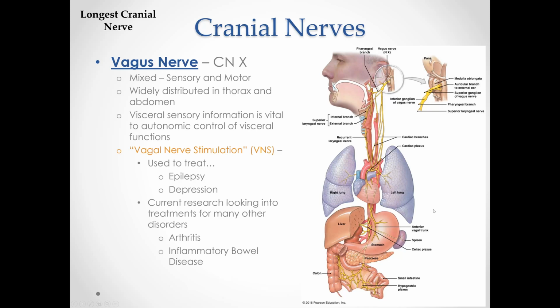Vagal nerve stimulation, or VNS, is actually a relatively newish procedure that is being used to treat both epilepsy and depression. However, it is also being looked into for treating other disorders. There are some ongoing studies for treating arthritis and for treating inflammatory bowel disease. And if you want to read more about vagal nerve stimulation and how it can help all of these different types of disorders, I'm posting an article on D2L that says what happens in Vegas does not stay in Vegas.